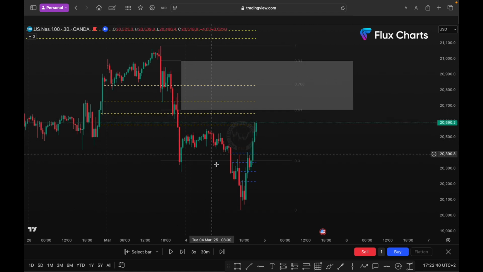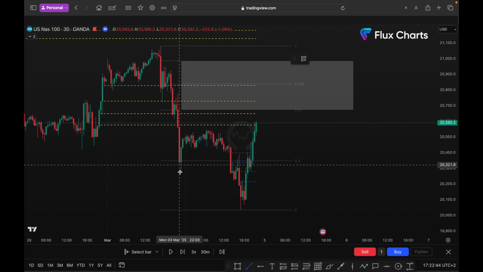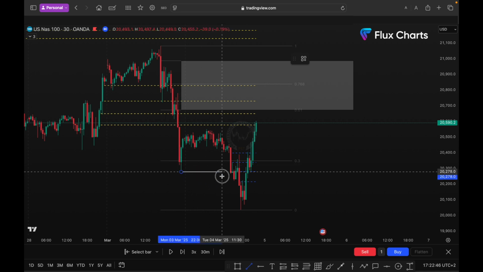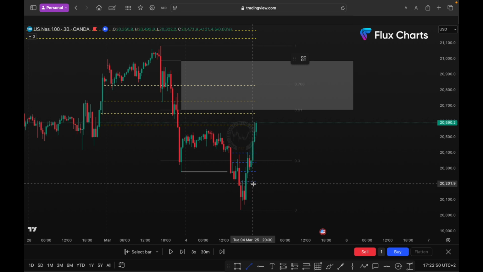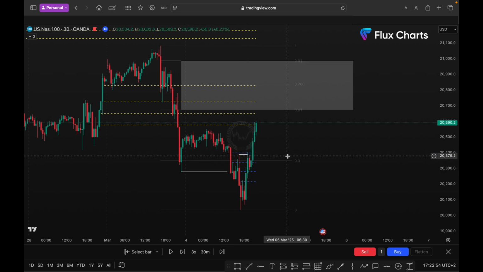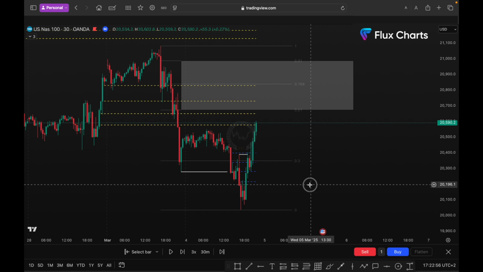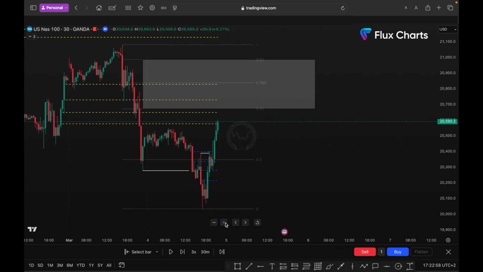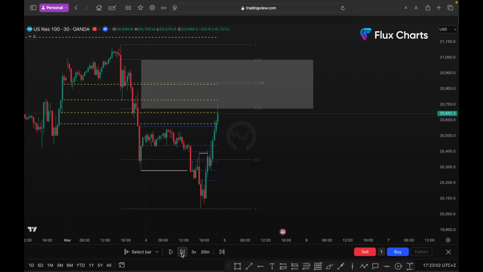So price is starting to retrace. Let's just confirm this. We had a liquidity sweep right over here. Where's our last fractal high? It was here. So we had a market structure shift right over here. Let's see if price taps this level. There we go. So now I'm happy.